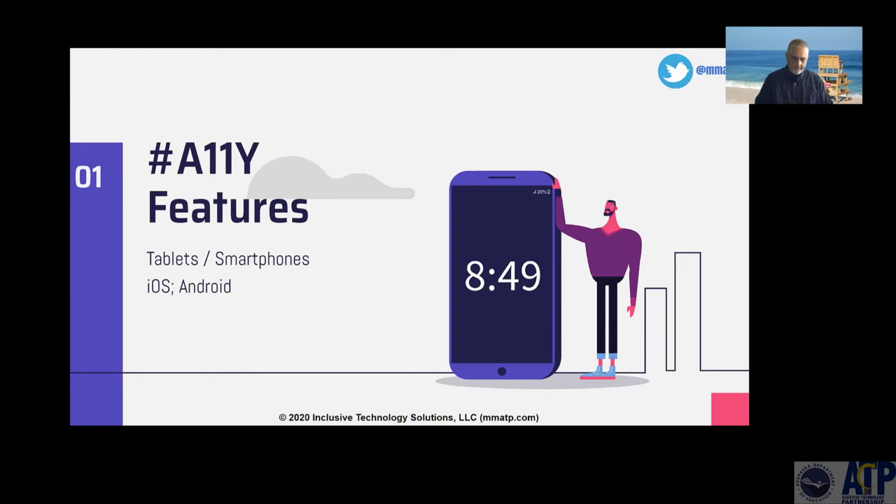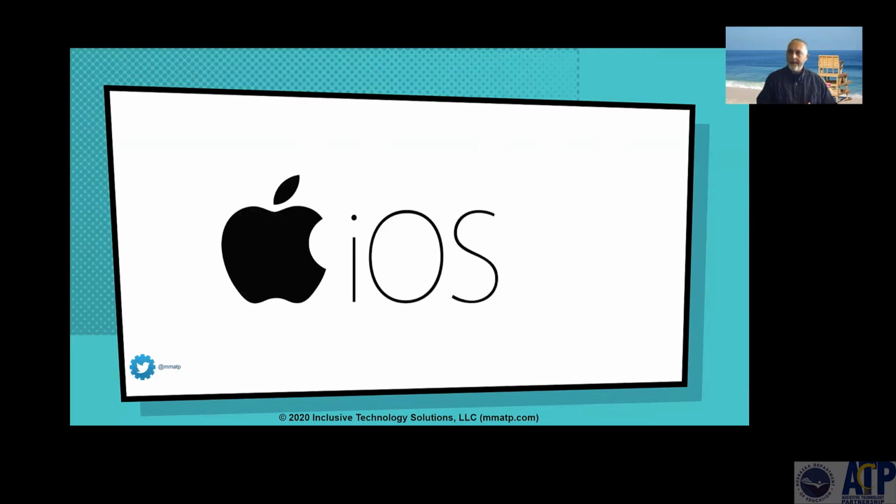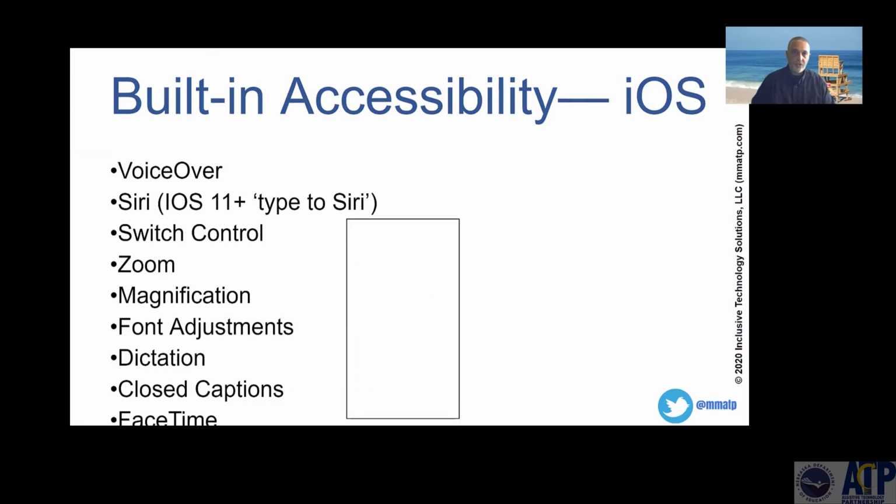So we'll start with looking at tablets and smartphones and the features that are built into those devices. So we'll start with iOS. And again, I'm not going to say one is better than another as we move through this, but I have to admit iOS probably has the deepest feature set out of any of the built-in features that are there for accessibility. So this is your iPhone, your iPad, your iPod Touch. Those devices have a very rich, deep feature set.